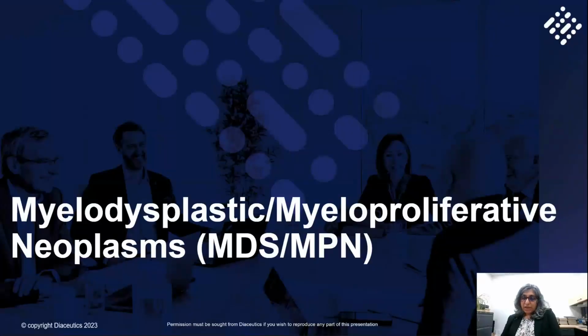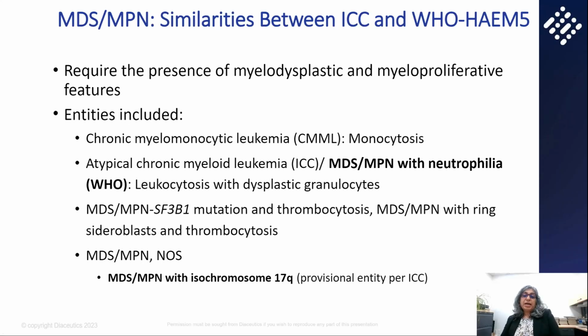Next, very briefly, I will talk about the two classifications in myelodysplastic/myeloproliferative neoplasms. They're largely similar between ICC and WHO. In both classifications, these require the presence of both myelodysplastic and myeloproliferative features. The entities included are similar, except that WHO, instead of calling something atypical chronic myeloid leukemia, now calls it MDS-MPN with neutrophilia, but we're talking about the same thing. Also, in the ICC classification, in the category of MDS-MPN NOS, they have introduced a provisional entity, MDS-MPN with isochromosome 17q, which WHO does not.